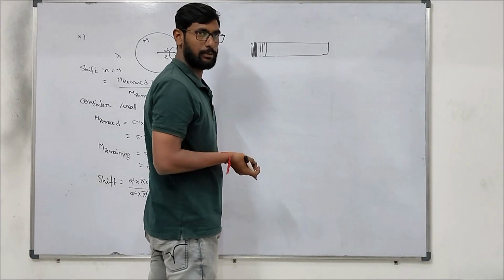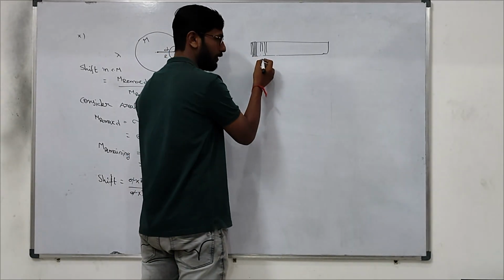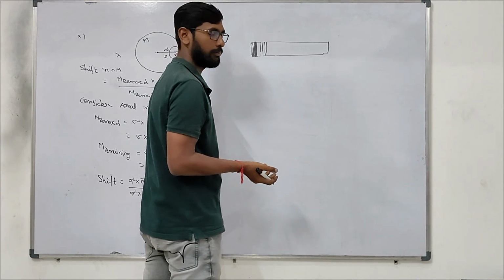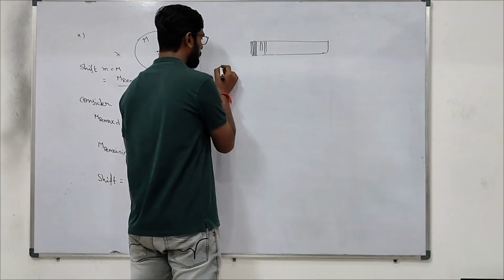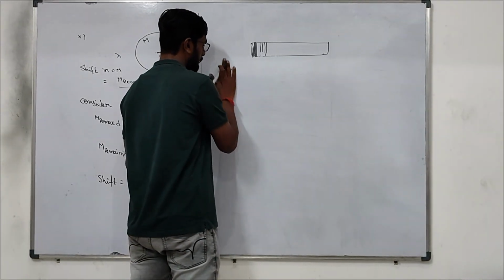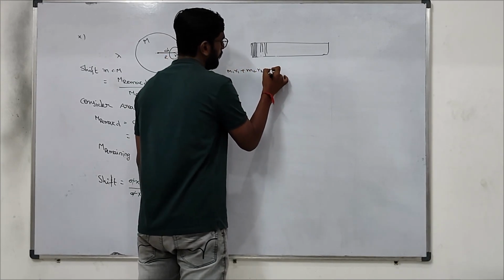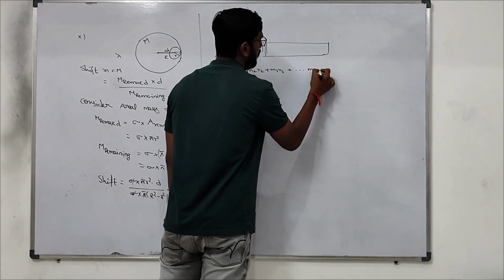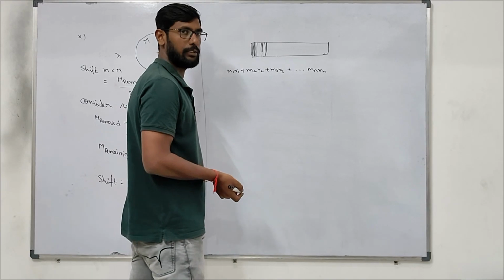Now, to find the center of mass, what is it? M1 R1 plus M2 R2 plus M3 R3, whole by M1 plus M2, that means total mass. So integration, that is what we will do, right? Integration is what? Integral of M1 R1 plus M2 R2 plus M3 R3 and so on, up to Mn Rn. This can be written in integration.